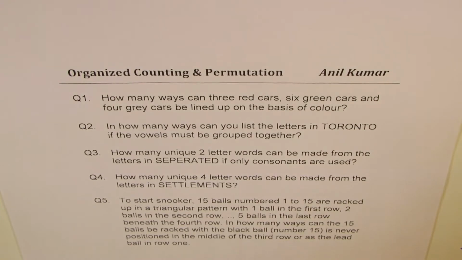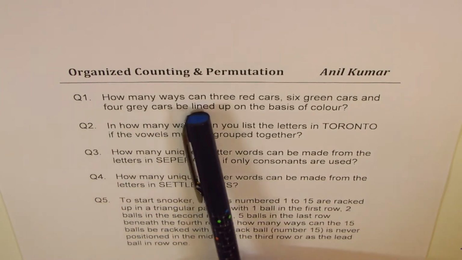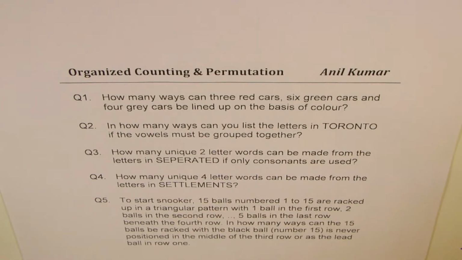Okay, so I made a copy of 5 questions from this test paper. We'll discuss these 5 questions. The very first question here is question number 1, which says, how many ways can 3 red cars, 6 green cars, and 4 gray cars be lined up on the basis of color? Question number 2, in how many ways can you list the letters in Toronto if vowels must be grouped together?